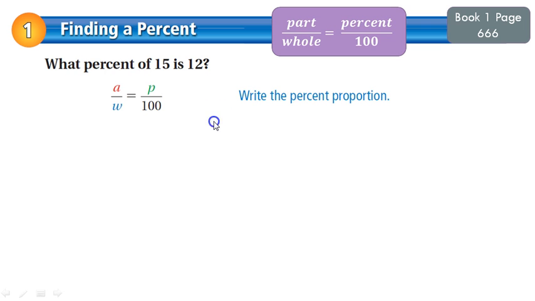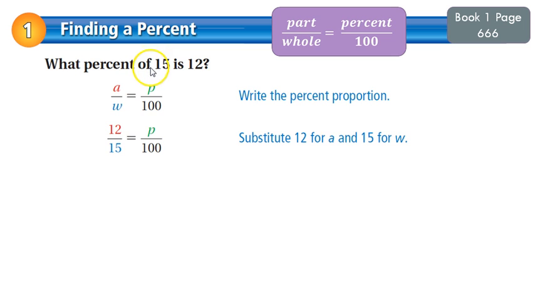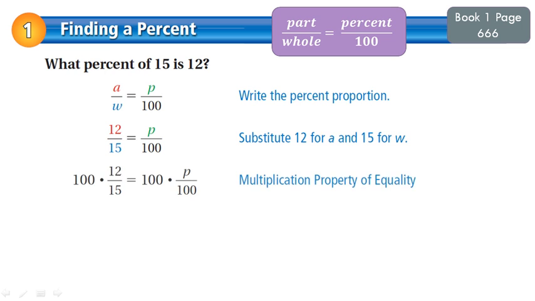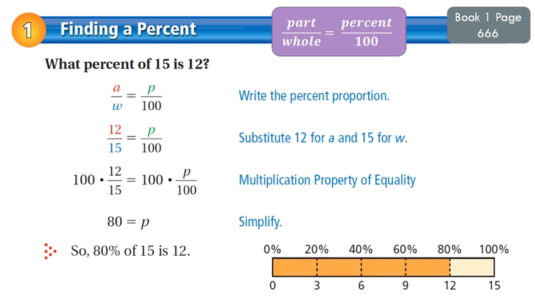Then we plug in the values where they belong. 12 is of 15, and now we have to find a way to find the percentage. We can use a multiple of methods, including cross products or scaling. By using the multiplication property of equality, we can multiply both sides by 100, leaving just the variable. And 100 times 12 is 1200, divided by 15, because that's what fractions do, equals 80. So to answer your question, 80% of 15 is 12.